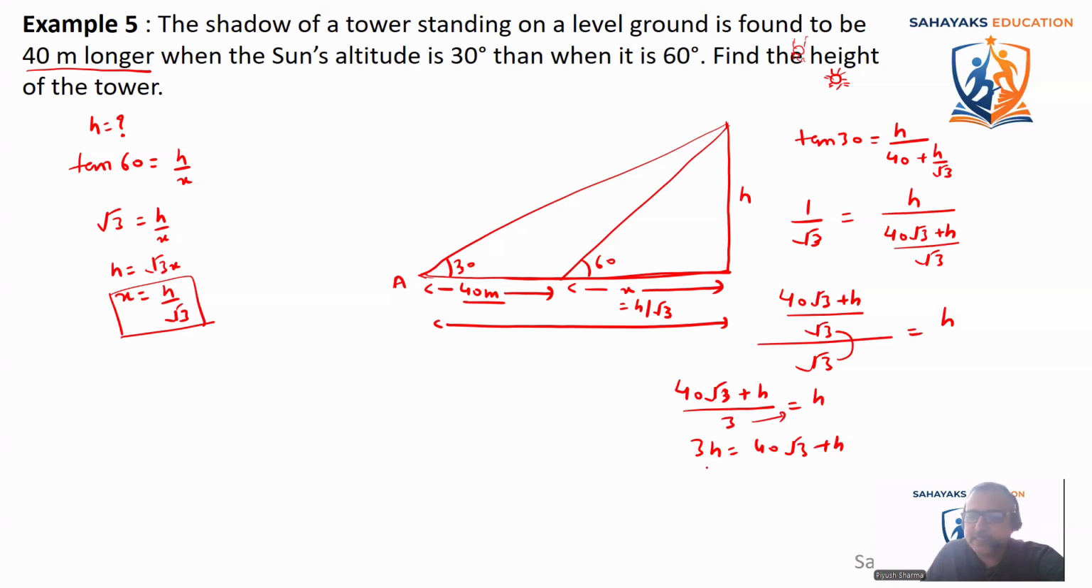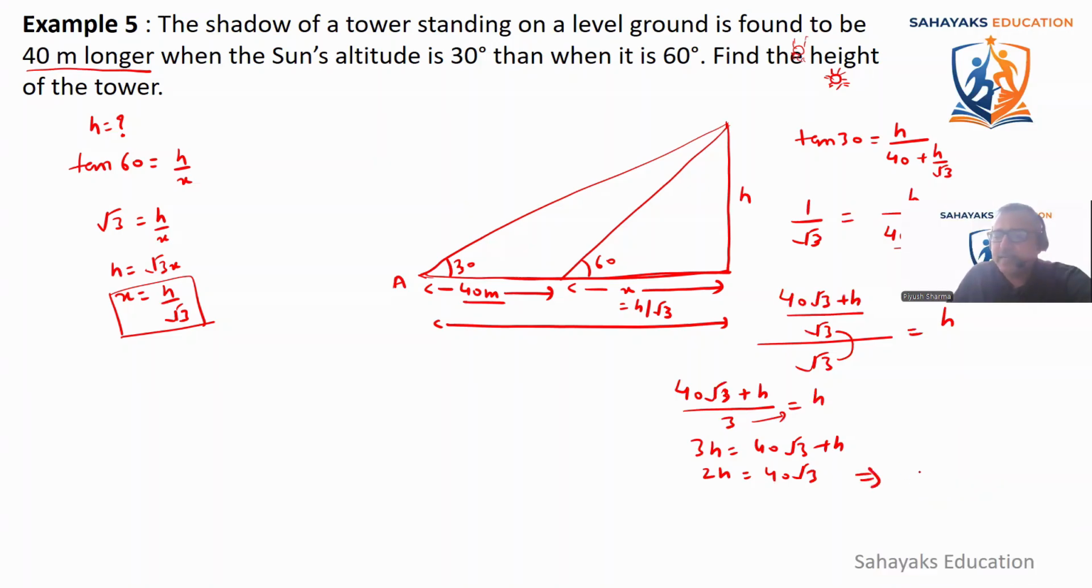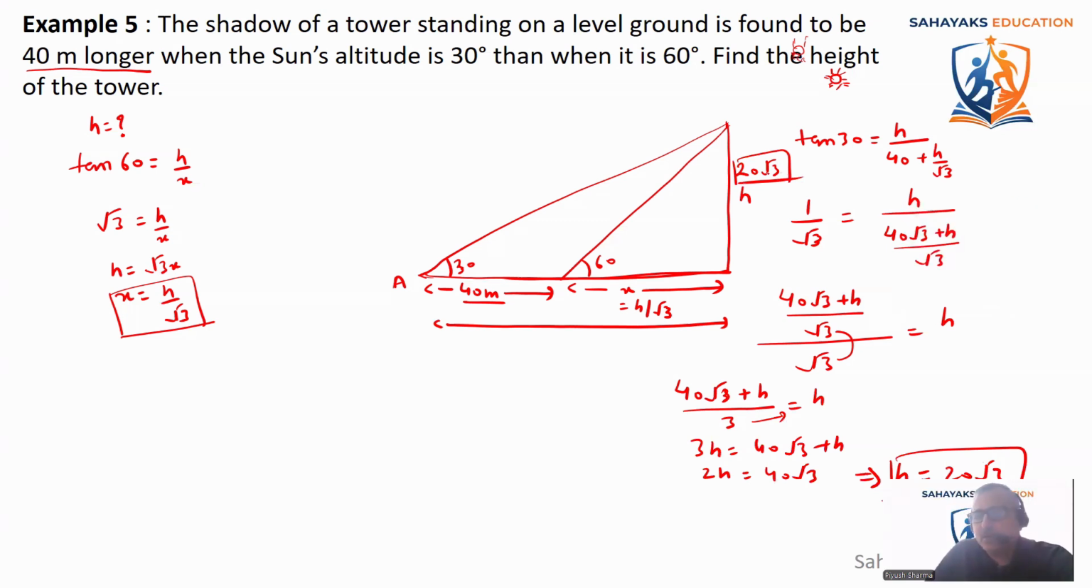So we'll move the h to the other side. It becomes 2h is equal to 40 root 3, and this implies that h is equal to 20 root 3. So this is the height of the tower. Because they have not given the value of root 3, we can directly keep the answer as 20 root 3. Or in case you want to multiply, you can multiply 20 with the value of root 3, that is 1.732, and get the answer.